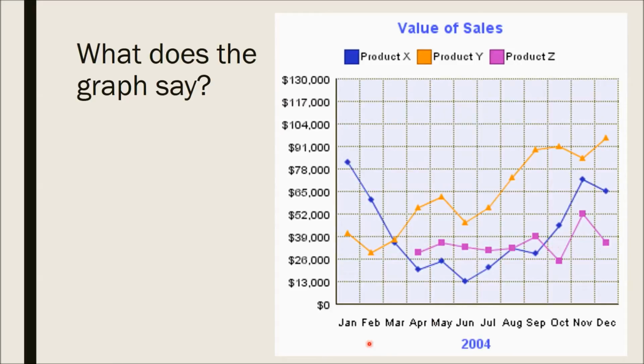So February's values for product X would be right here, and for product Y would be right there. Suspiciously, nothing for product Z in February, if you can notice that.